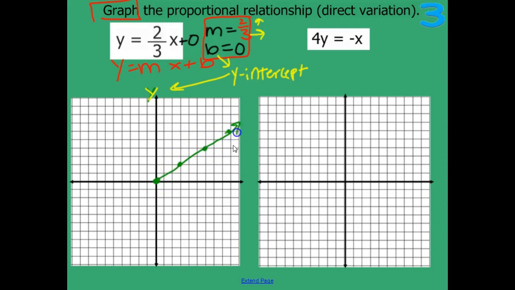So that creates my line going to the right, but instead of going up and right, I can also go down and left to go the opposite way. Down 2 and 3 to the left. Down 2, 1, 2, 3 to the left.